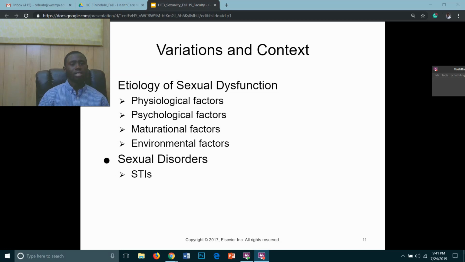For example, cardiovascular disease such as heart failure, respiratory illnesses such as COPD, musculoskeletal conditions such as back pain or surgery, neurological conditions such as paralysis or memory loss, and endocrine conditions such as hypothyroidism can all result in sexual dysfunction because they decrease the drive or libido for sex. We should remember that this is not an exhaustive list. There are many other conditions that can affect sexuality.